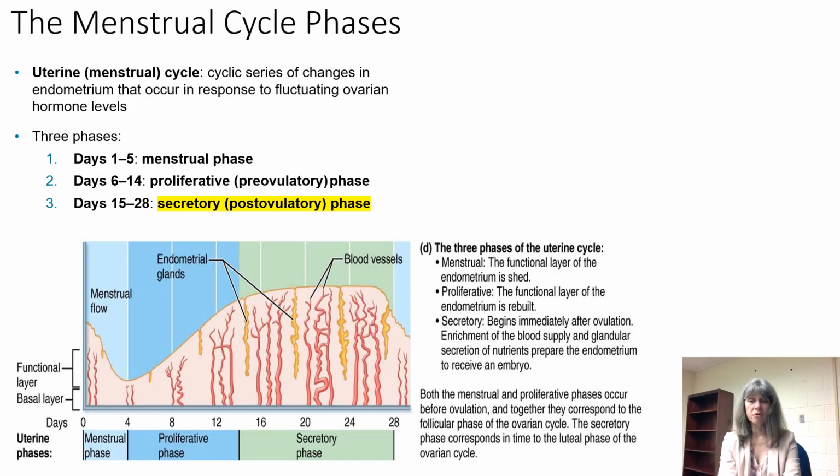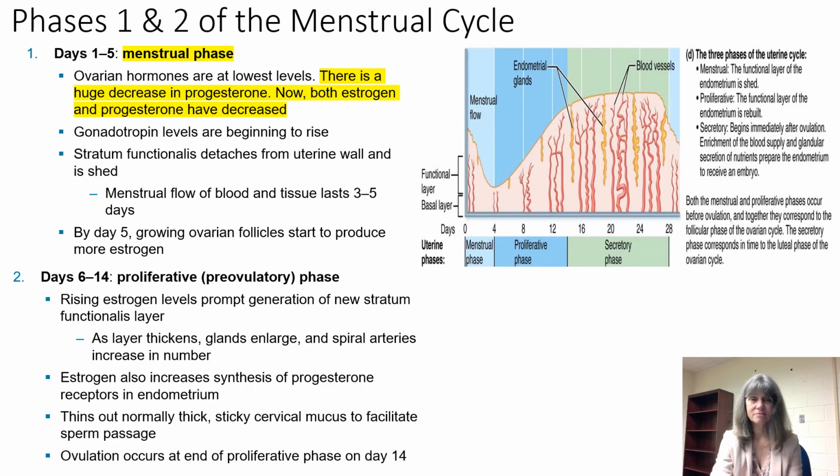Both the menstrual and proliferative phases occur prior to ovulation. Together, they correspond with the follicular phase of the ovarian cycle. The secretory phase corresponds in time to the luteal phase of the ovarian cycle. Let's take a closer look at phases 1 and 2 of the menstrual cycle.